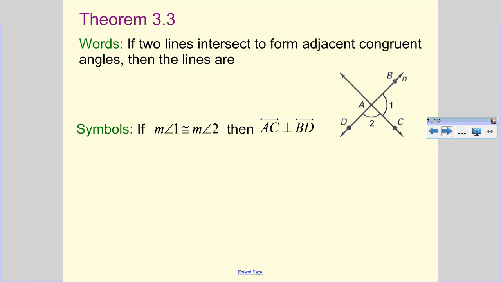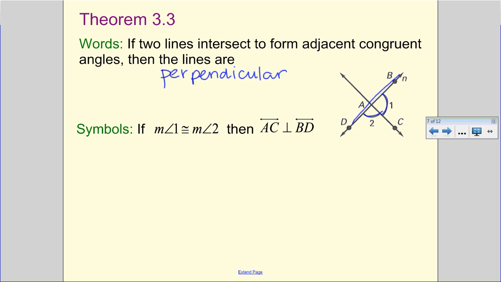All right, theorem 3.3. If two lines intersect to form adjacent congruent angles, then the lines are perpendicular. We took a lot of look at two lines intersecting in chapter 2, and we almost always had 2 different measures for those adjacent angles. But if these adjacent angles, angle 1 and angle 2 in this picture specifically, are going to be congruent to each other, that means they have to be 90 degrees. That's the only value that when double, when you have 2 of them, equals the 180 that we have here in this straight line.